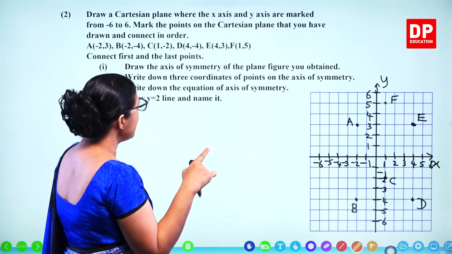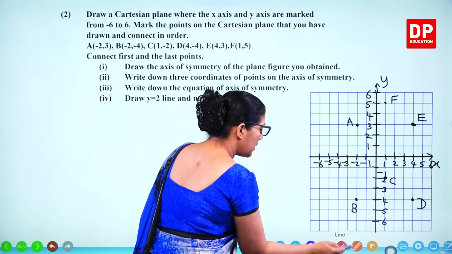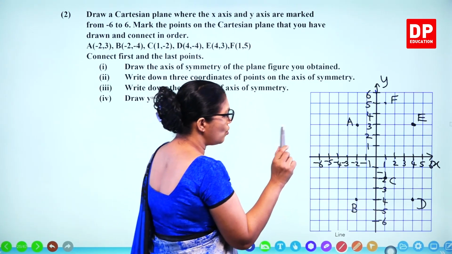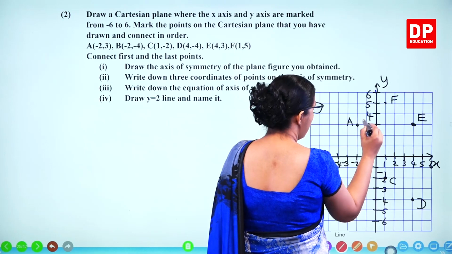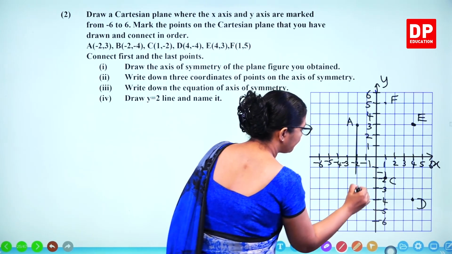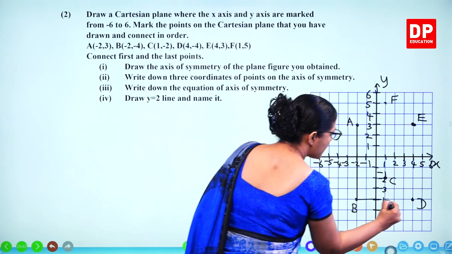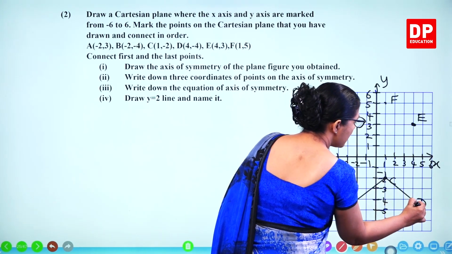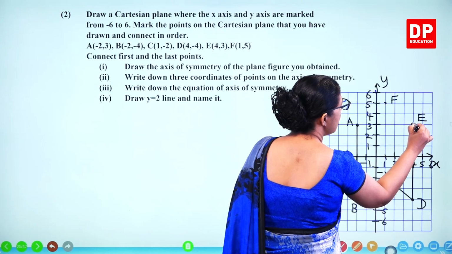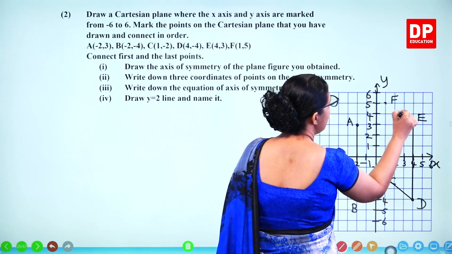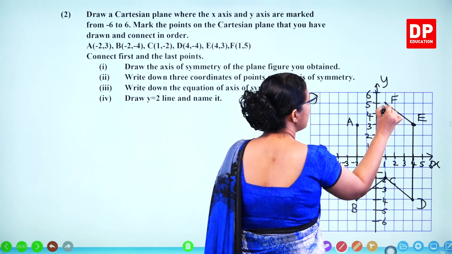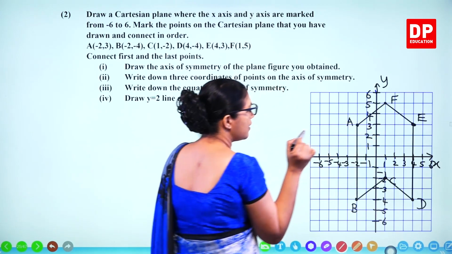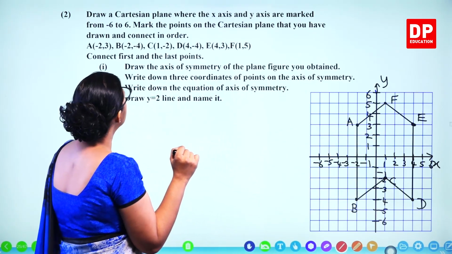So those are the points, and now we'll connect from A to F. A and then B, C. C is here. D, E, and then F. And then you can connect the first and the last point. So you get something like this.